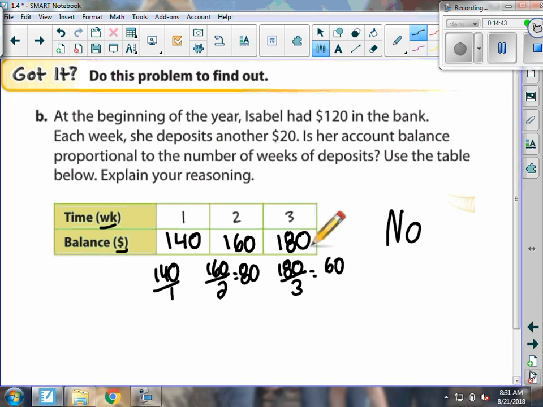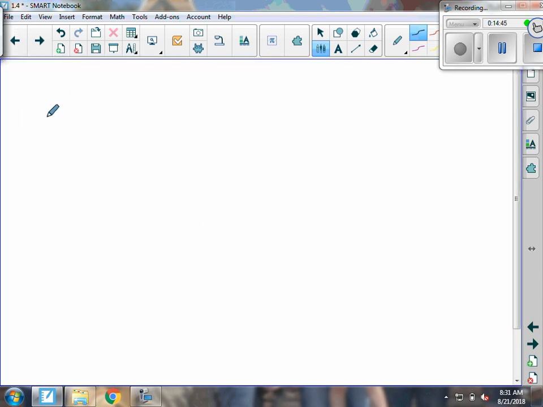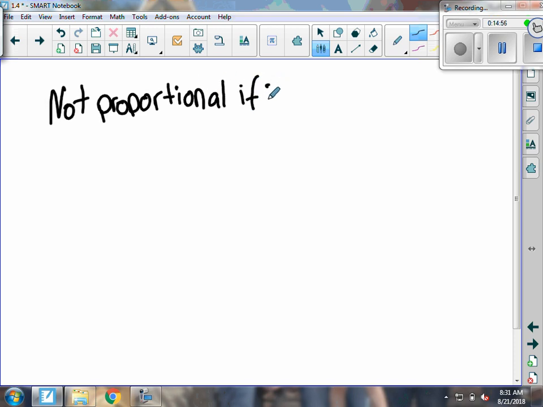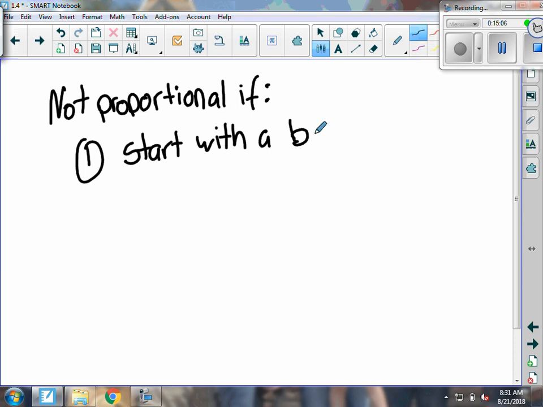So here's a little hint. It is not proportional if, one, you start with a balance. Like we did in the last example, we started with a balance of 120. So if we're going to start with a balance, it's not going to be proportional.